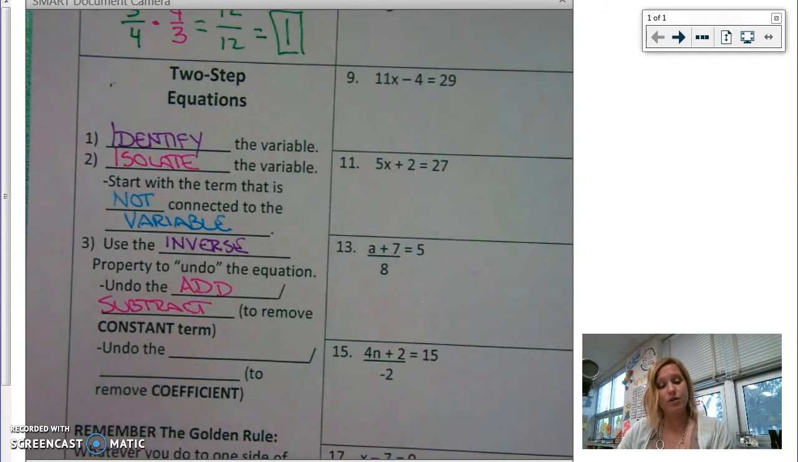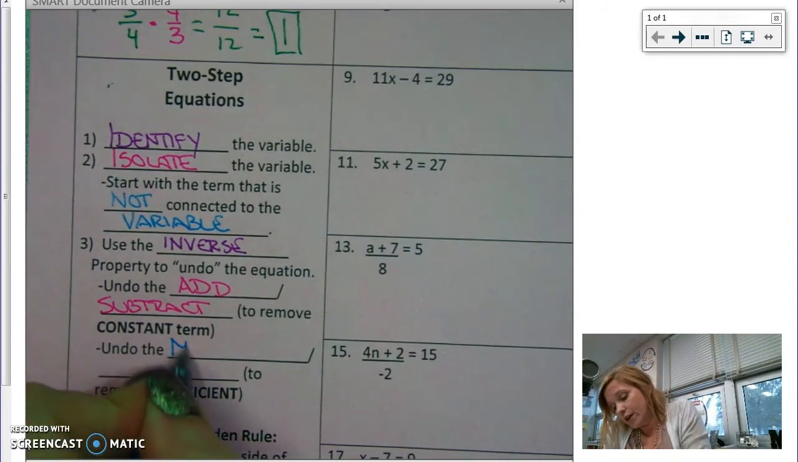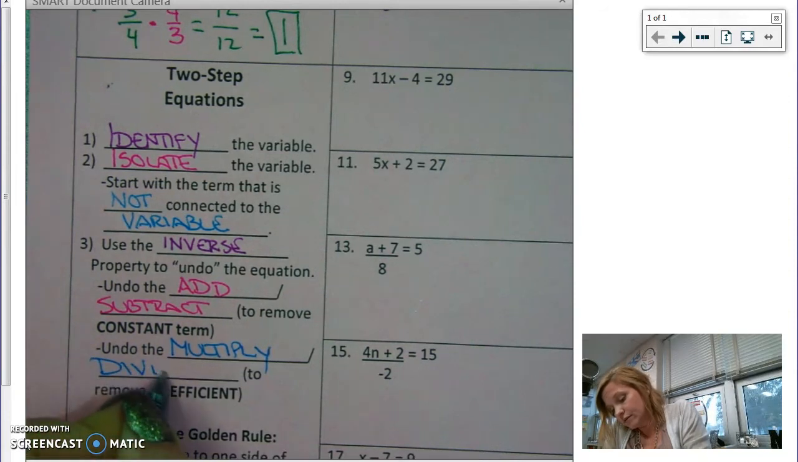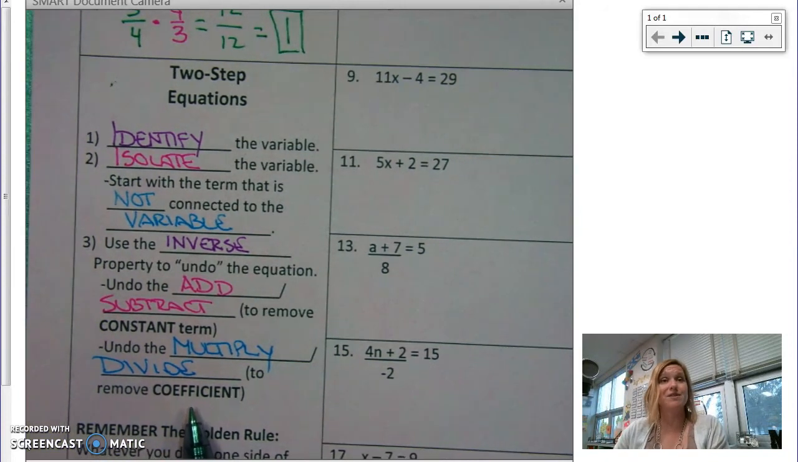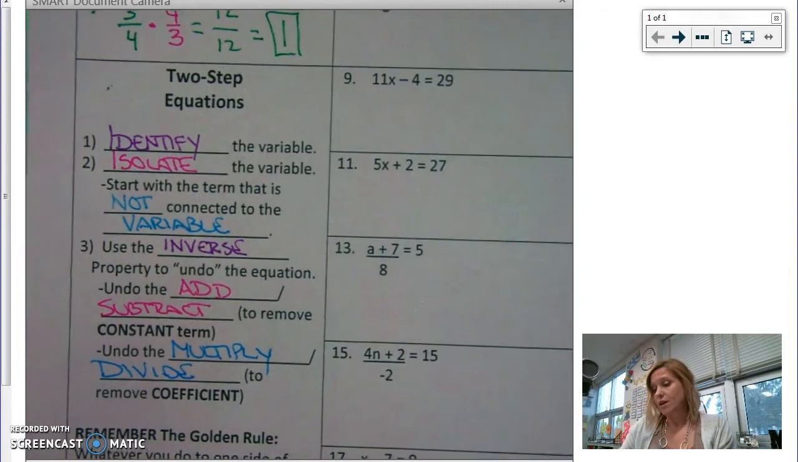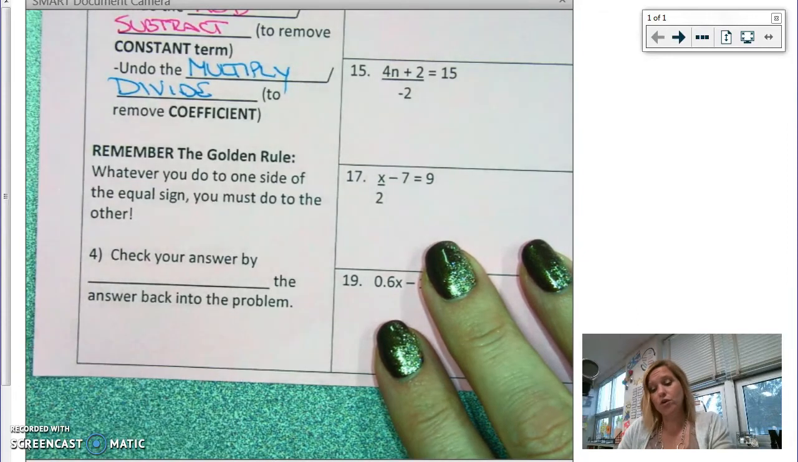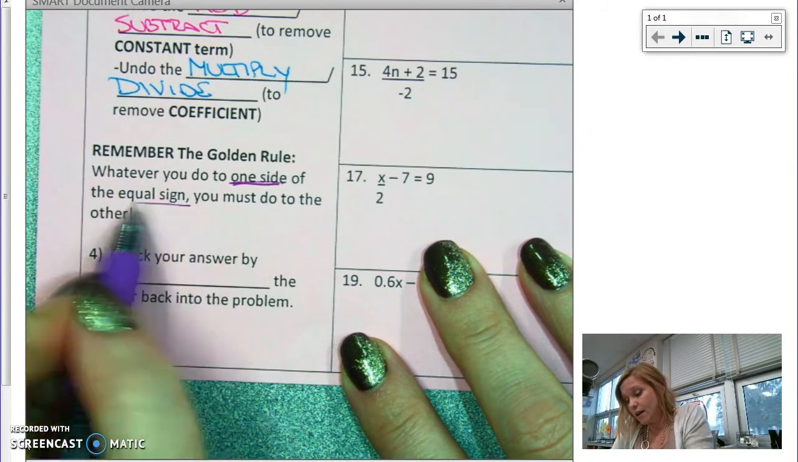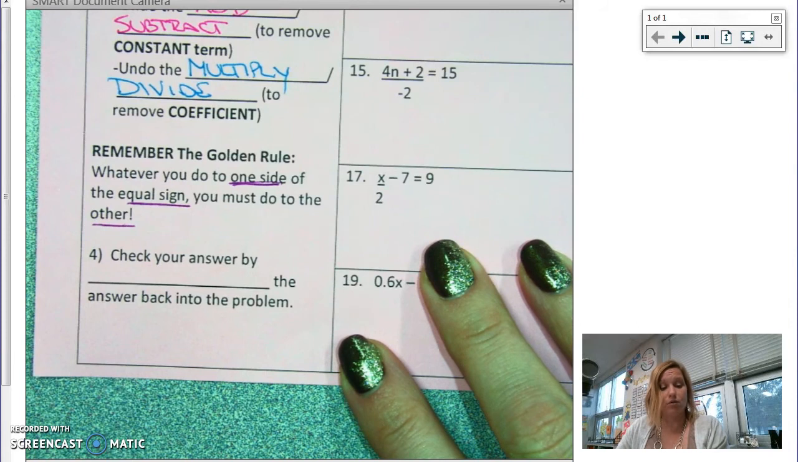After we get everything over to the other side, then we're going to undo the equation with the multiplication and the division. So that way we get rid of the coefficient, and that should leave the variable isolated. Some things to remember for the golden rule. Whatever you do to one side of the equal sign, you must do to the other. Plain and simple. Just always remember that, and you'll keep your equation balanced.